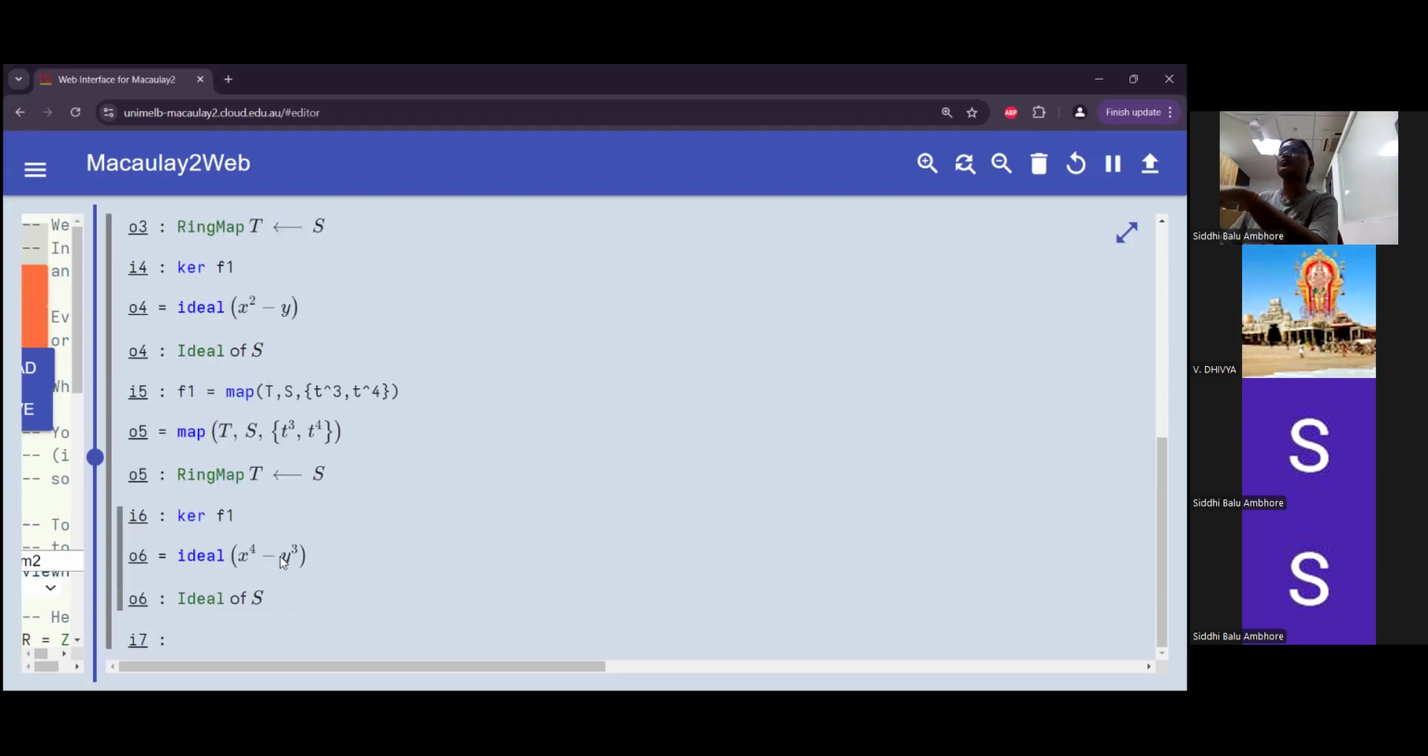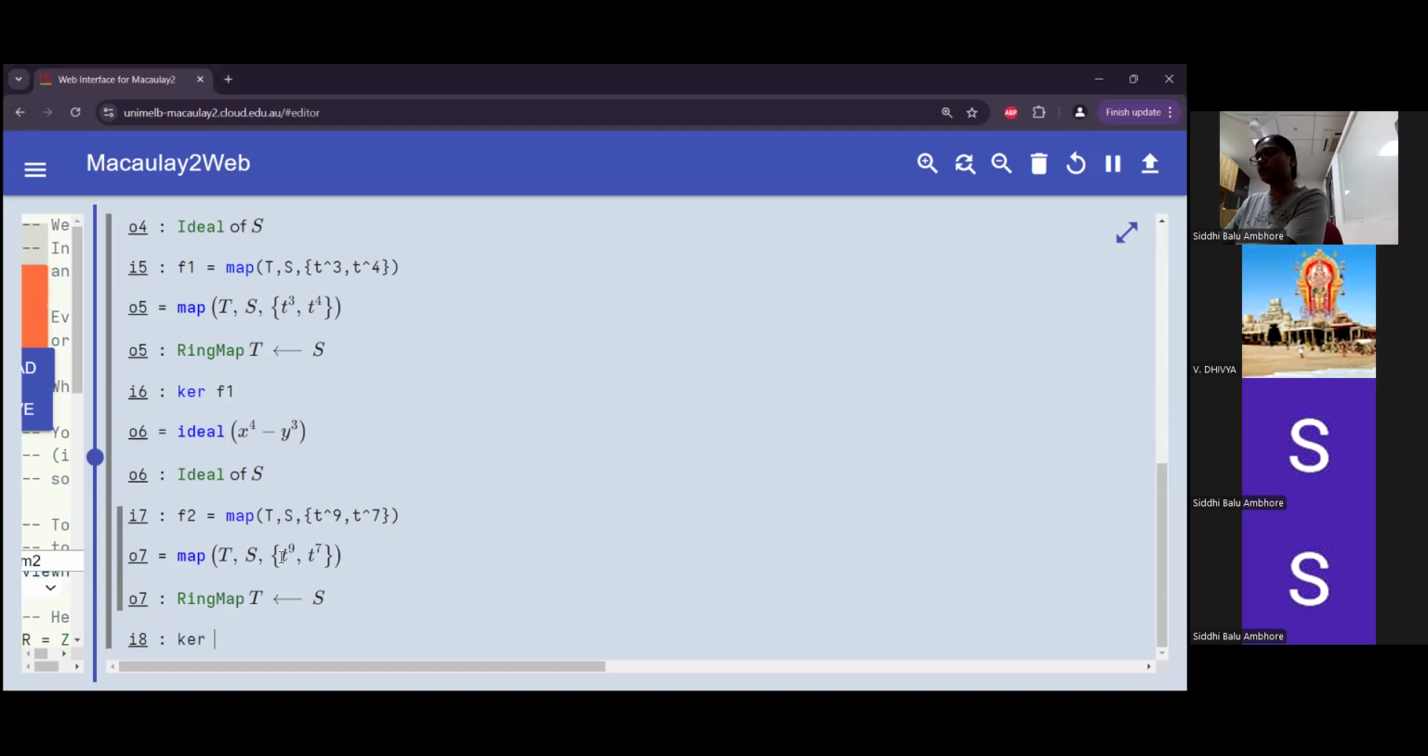And now the kernel is x power 4 minus y cube, which I said like that, the second idea, option 2, which in our case is x power b minus y power a. That's exactly how. Let us do that for one more map here. Instead of 4, let me just put here 7 and here 9. Doesn't matter.